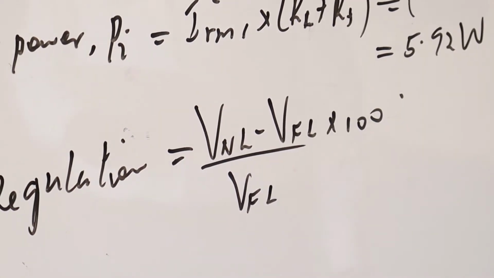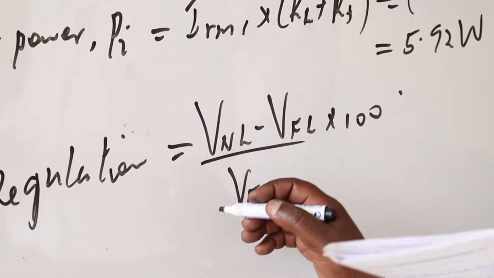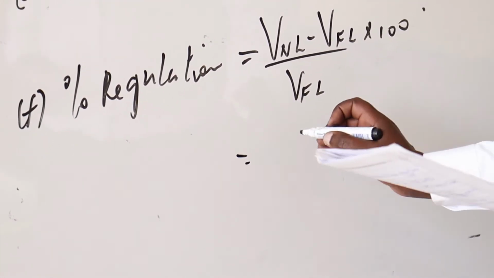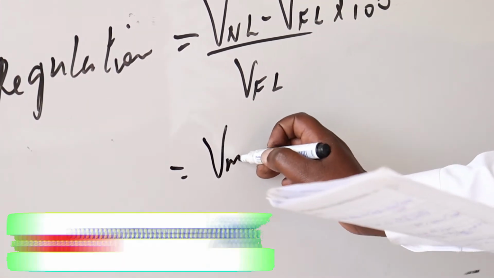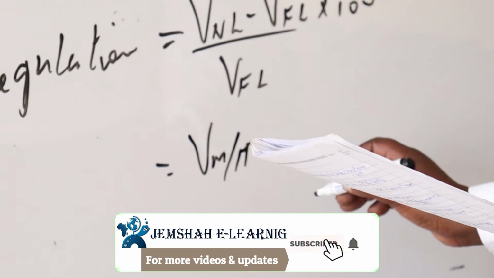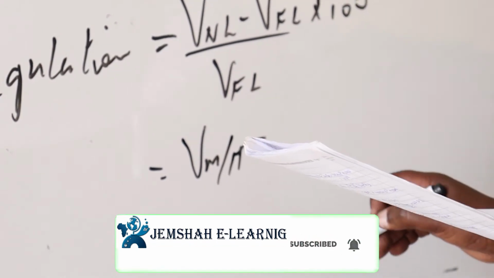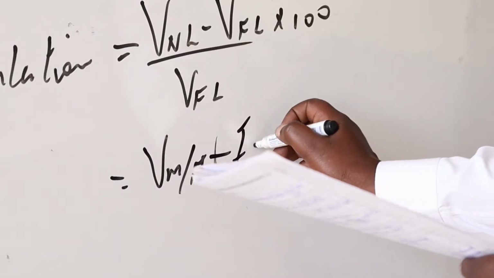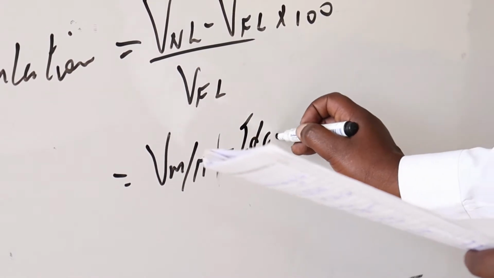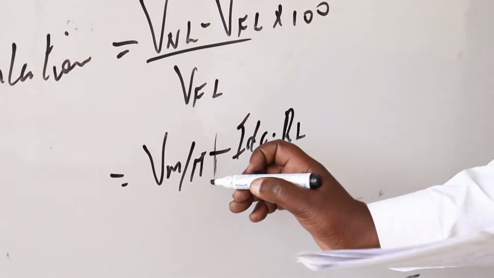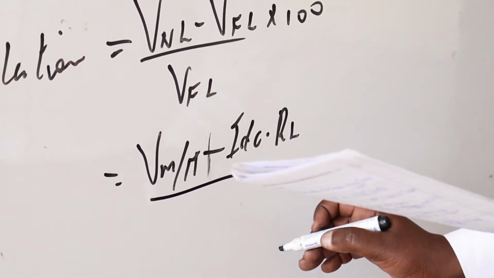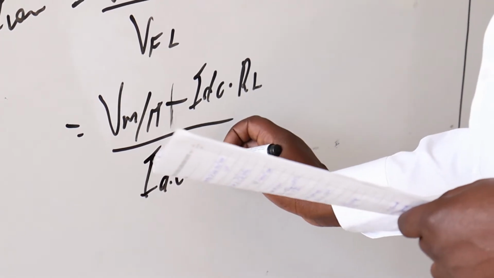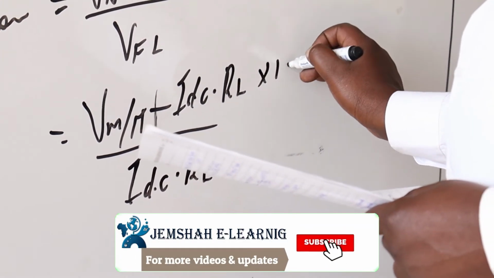So for our no load voltage, that is Vm over pi, minus the full load voltage, which will be IDC times RL. Now this will give us the full load voltage divided by IDC times RL, times 100.